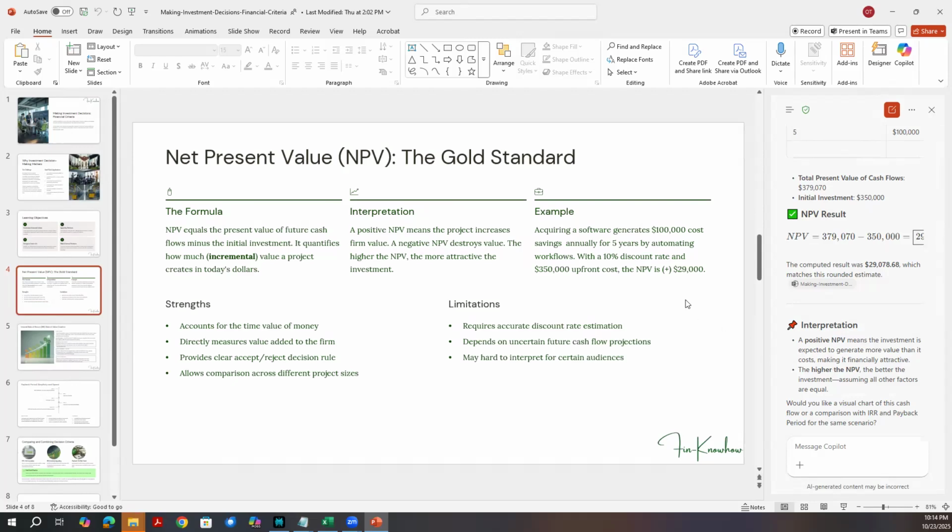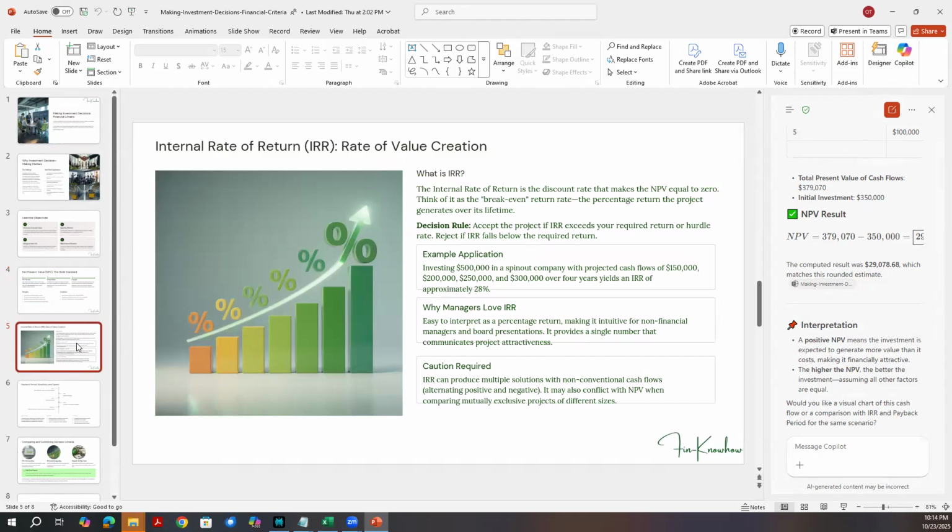And now you can also see how that calculation can be done using a chatbot. Now we're going to switch to the second method that's often used in capital budgeting or financial decision making, which is the internal rate of return.